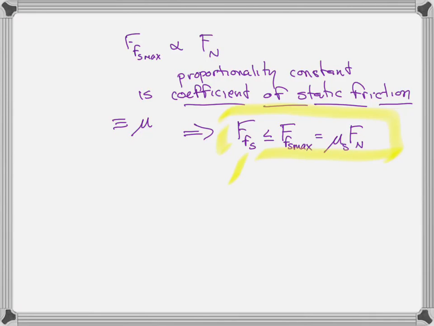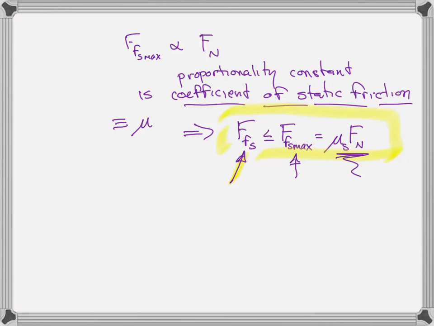So we don't have an equation for F_fs because it's less than or equal to some maximum, but we do have an equation for F_fs max, which is nice. So we've actually got an equation we can plug into our Newton's second law, which gives us more information if we know we're at the maximum. If we're less than the maximum, then we can't.